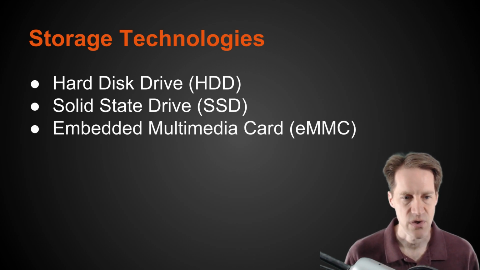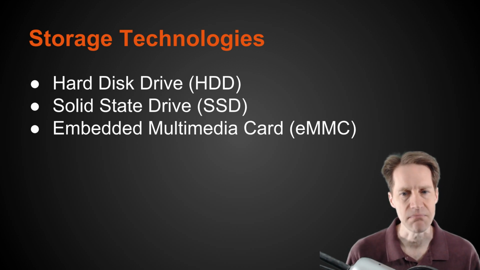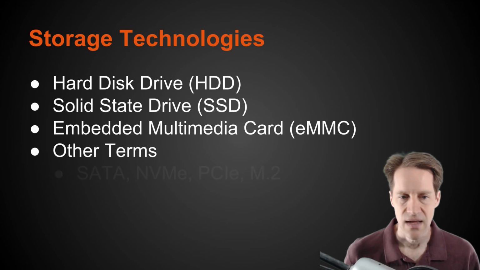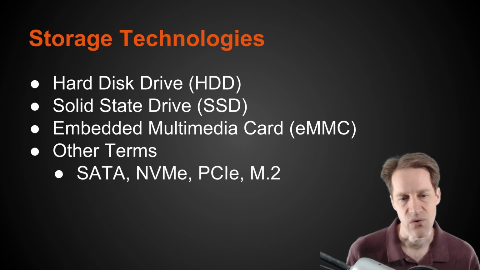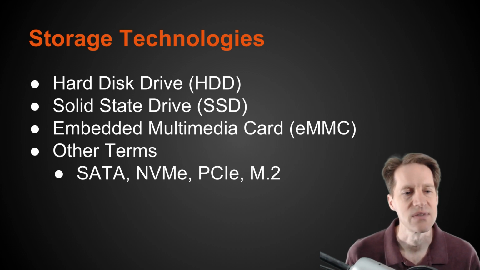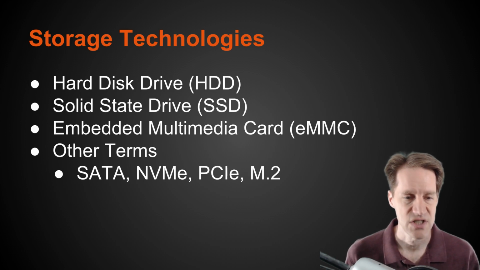The next type of storage technology you may hear about is embedded multimedia card, or eMMC. These are multimedia cards that you may have used in your camera or phone, or perhaps even a video camera. However, they're embedded within the laptop or the computer, and there are some advantages and disadvantages with that we'll look into. Some other terms you may hear are SATA, NVMe, PCIe, or M.2. We're going to talk through some of these so that you can be aware of the different storage technology definitions.